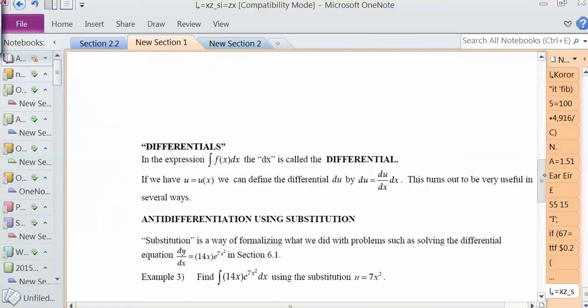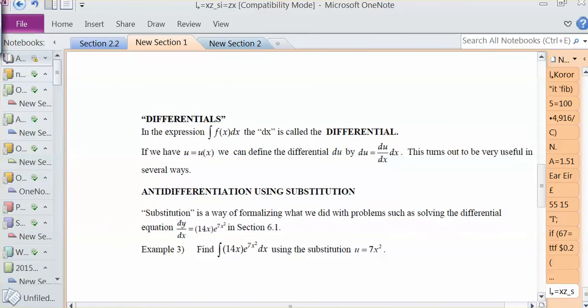Okay, let's look at page 3 now. So again, the dx is called the differential, and du is also called the differential. And in fact, that would make sense because dx is canceled. So du does equal du over dx times dx. Now, why is that important? Well, let's take a look at example 3 here.